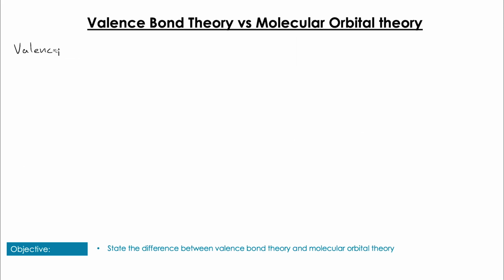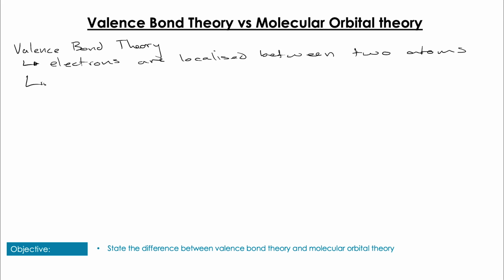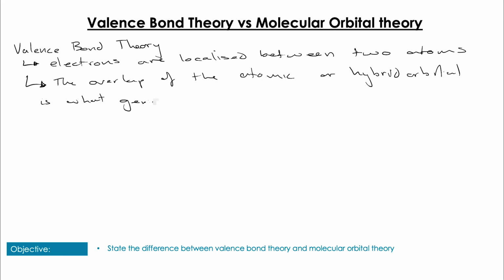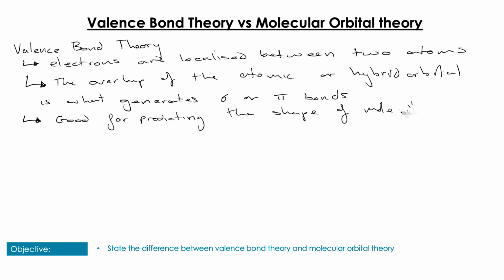So what is molecular orbital theory anyway, and how does it compare to what we've already looked at? In valence bond theory, the electrons are localized between 2 atoms, i.e. bonds, and the overlap of the atomic or hybrid orbitals is what generates sigma or pi bonds. This is really useful for predicting the shapes of molecules, but it does have limitations. So what does molecular orbital theory offer us?